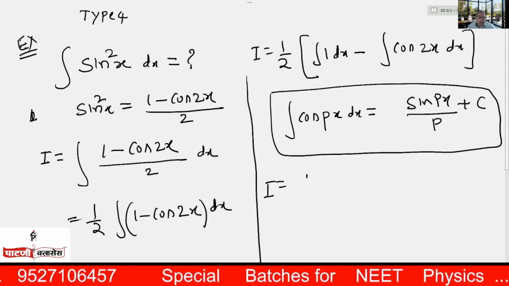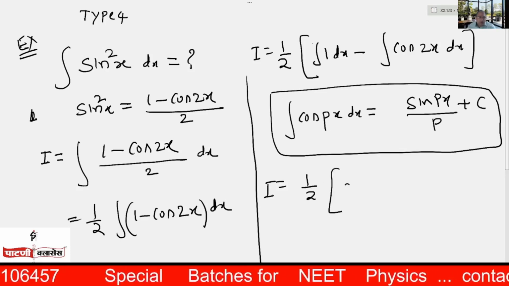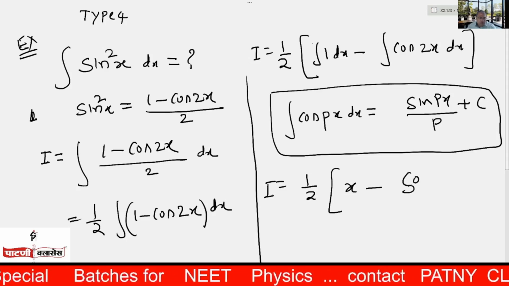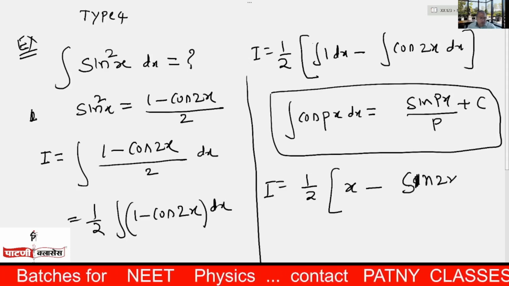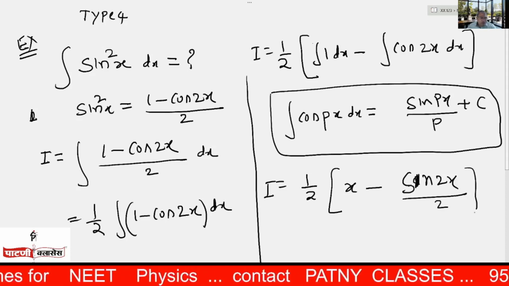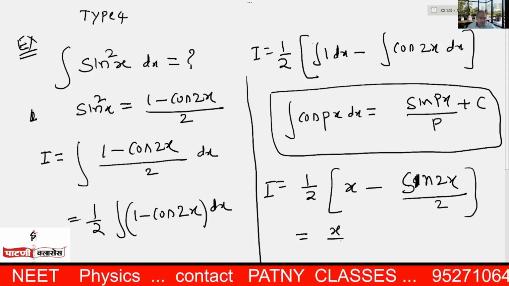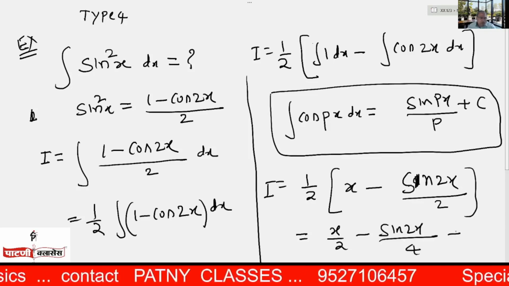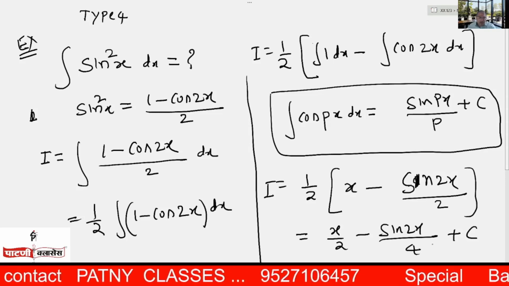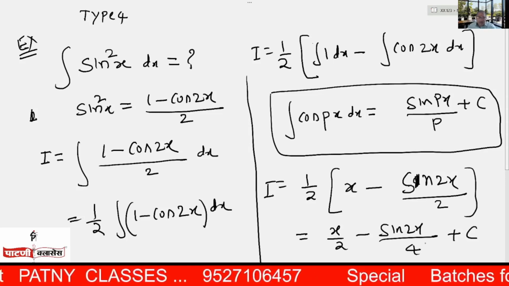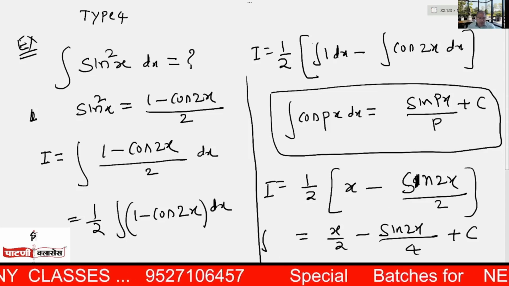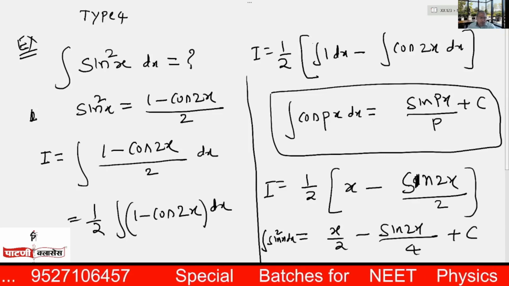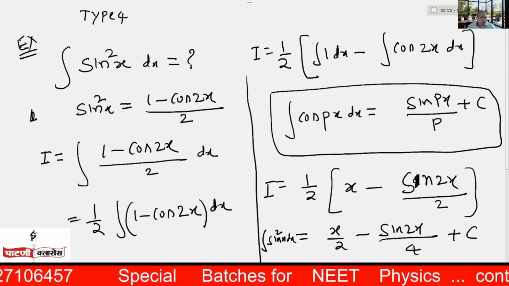Therefore I equals to 1 by 2. Integration of 1 is x, and integration of cos 2x is sin 2x upon 2, and the final answer is x upon 2 minus sin 2x upon 4 plus c. This is the integration of sin square x. Therefore we can write integration of sin square x with respect to x equals to x by 2 minus sin 2x upon 4 plus c.